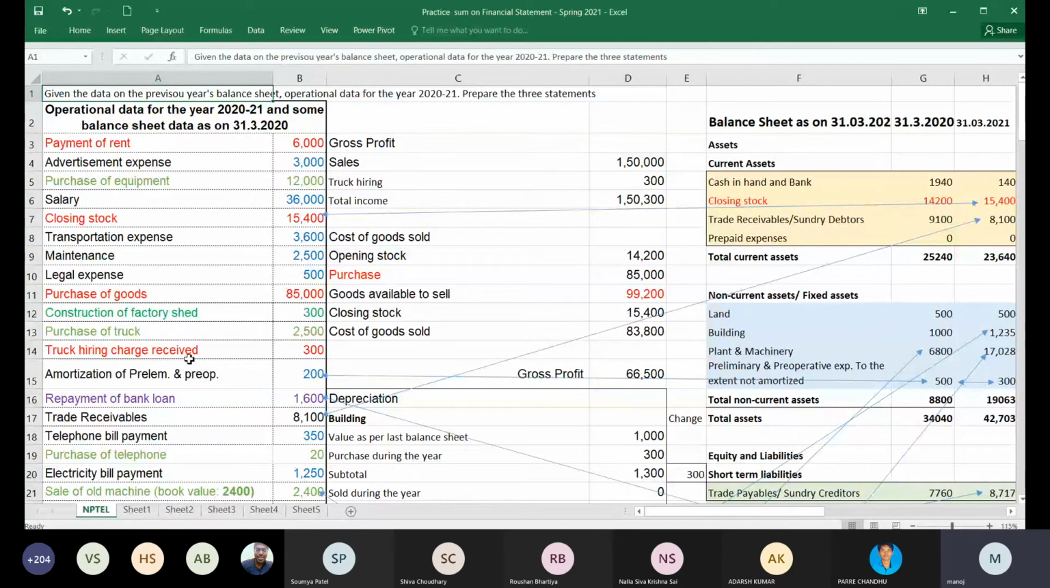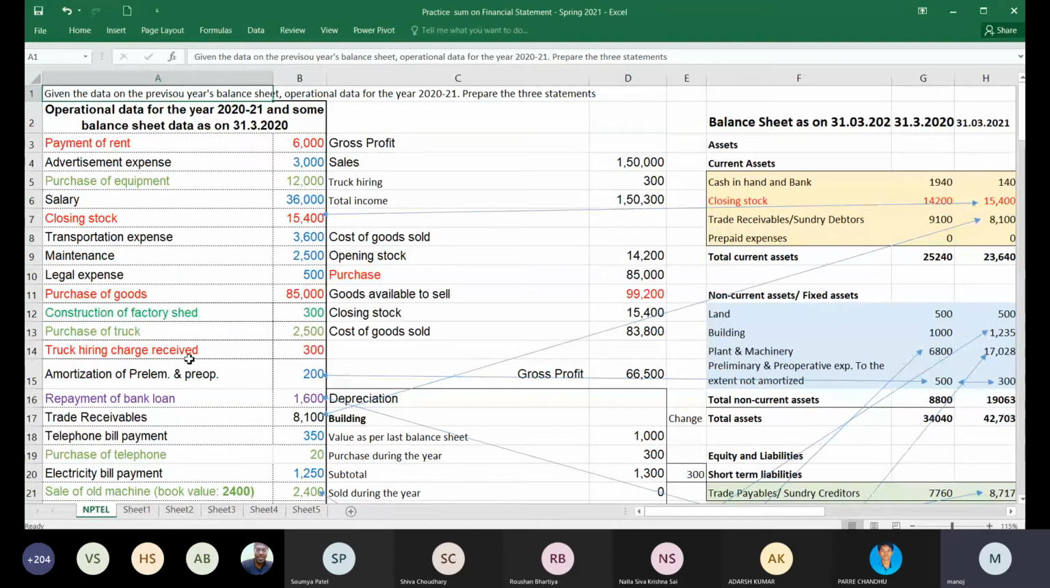Suppose you run a company, not a stationery shop, but some bigger company, and I'm providing you the annual data, meaning whatever you have done, all the general ledger balances are available. That is what I am mentioning, that operational data is available, and whatever the balance sheet was in the past year, whatever data you will require for preparing the current year's profit loss account and balance sheet are given. So how do you estimate the profit loss account? How do you prepare the balance sheet?